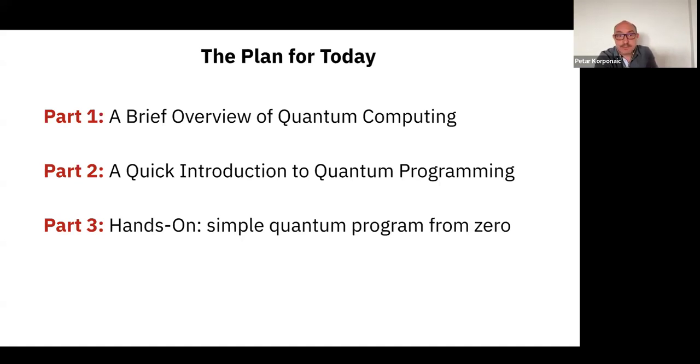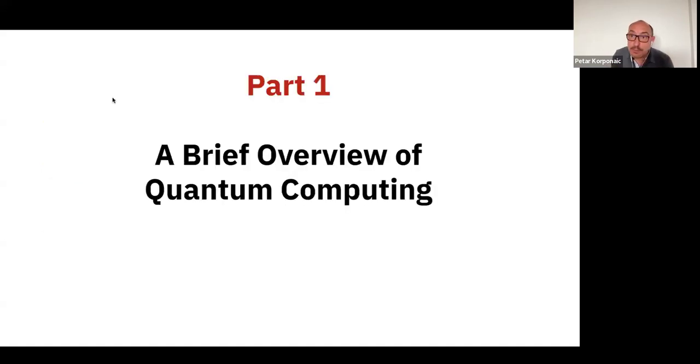And in the third part, we will make one simple quantum program. We will really not do anything fancy. We will not try to calculate some complex things. We will do something simple, from zero to a quantum program, and see how to integrate that quantum program into classical software. So this is the plan for today, and let's start. So part one is a brief overview of quantum computing.